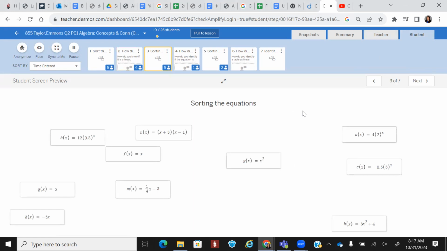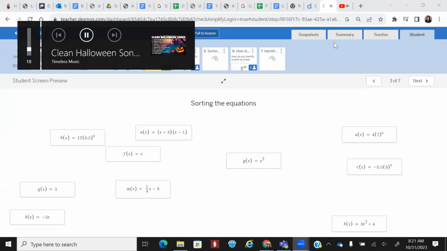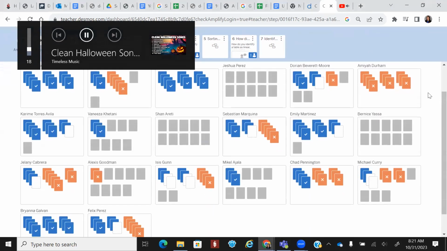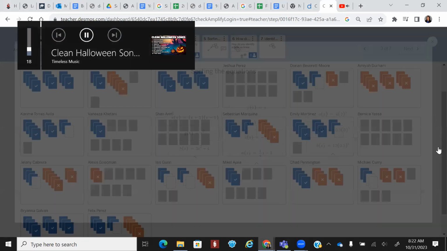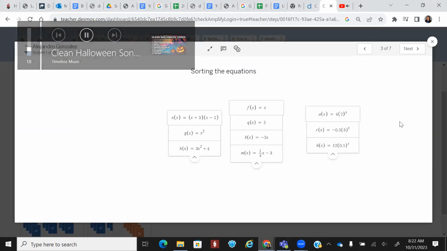I want you to go ahead and match up those equations. You should have no problem with identifying these after today. Slide 3, let's go. So look at your screen. See if you're right or wrong. Here are all the correct answers.